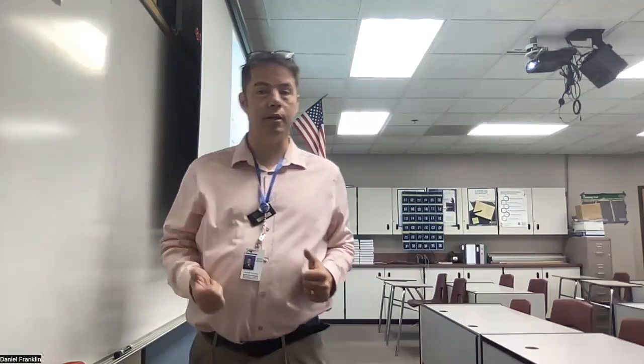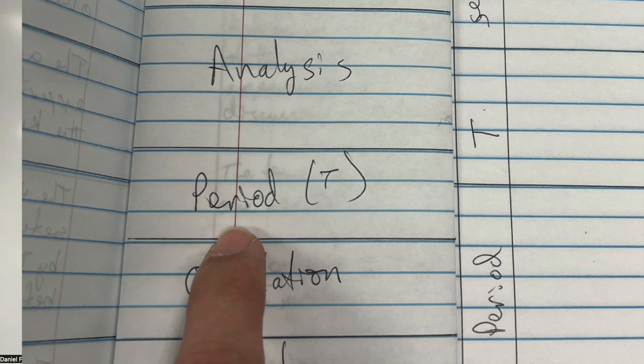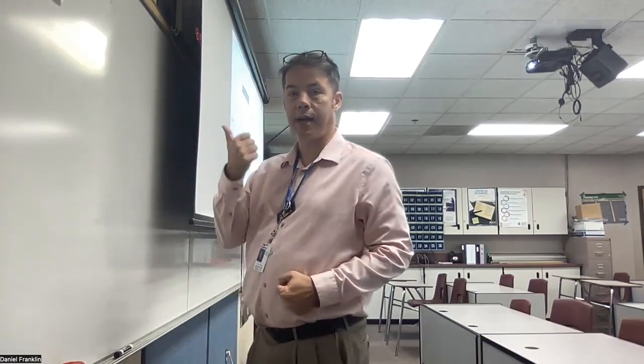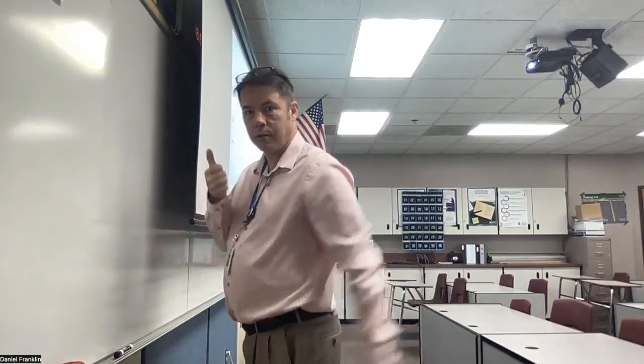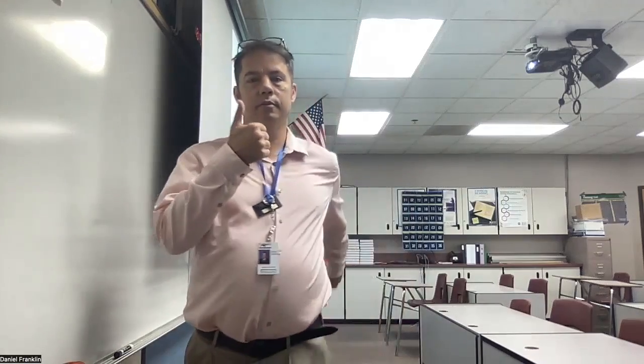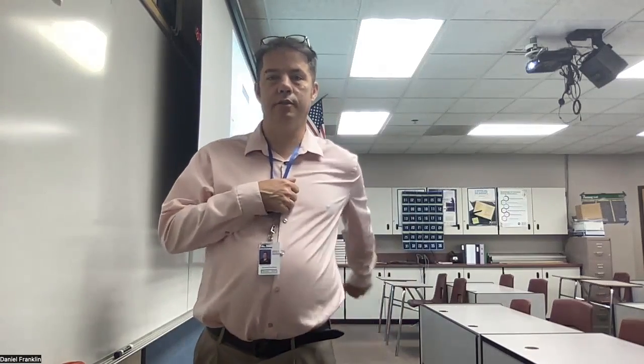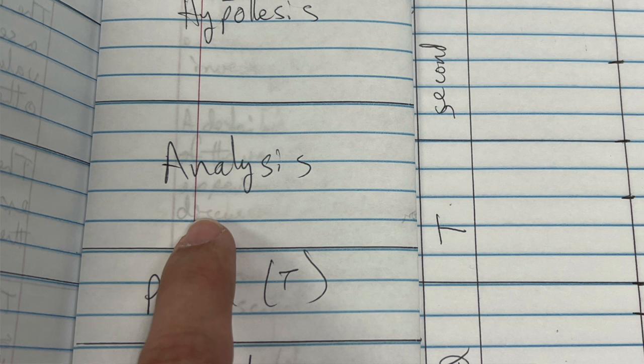Next is period. So period is the time of one swing. So we're going to have our stopwatch in our hand and we're going to time the oscillation. So we're going to start the time and then end the time when we get to the end. Okay. So period, oscillation, initial, final.